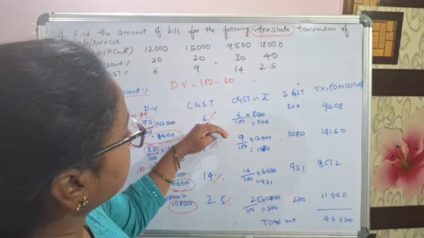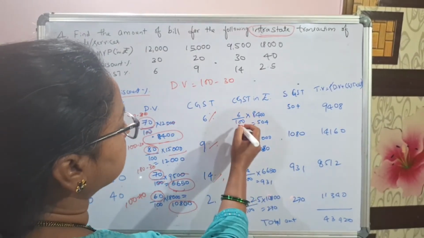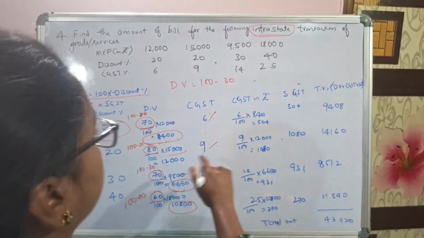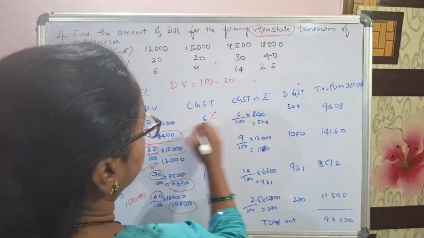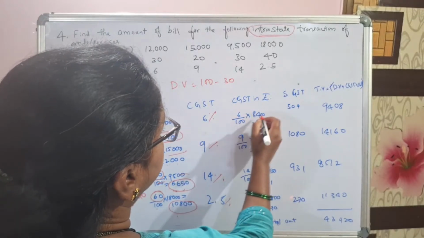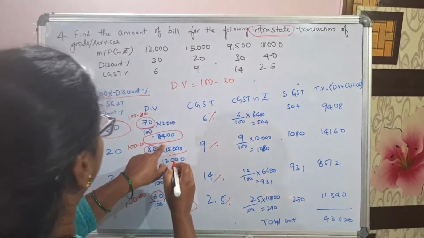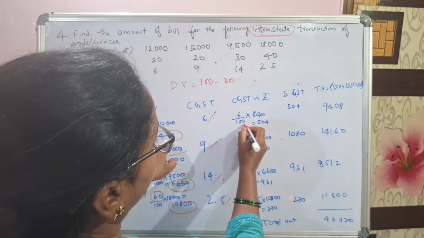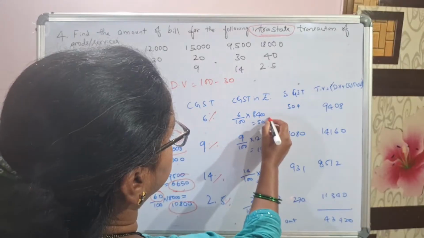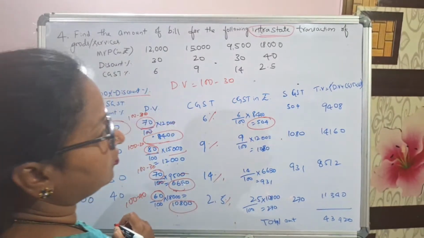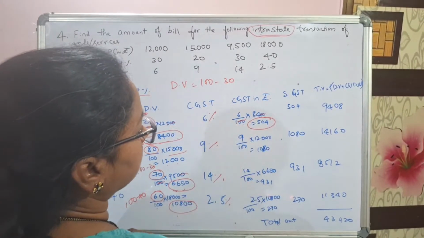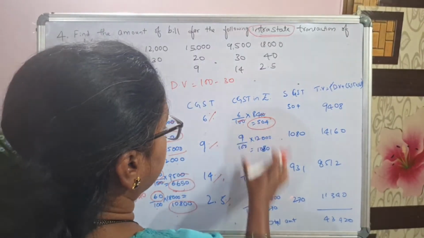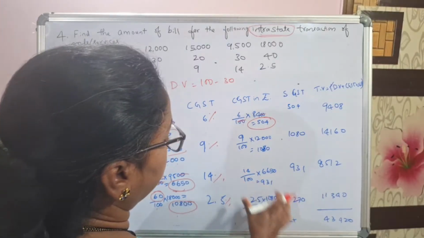Now we have to convert this to rupees. That means 6%. If we want to convert this to rupees, we have to multiply 6% with 8,400, the discount value. That is 6 divided by 100 into 8,400, which is equal to 504. 84 into 6 is 504. In the same way, we have to calculate the rest of the things.